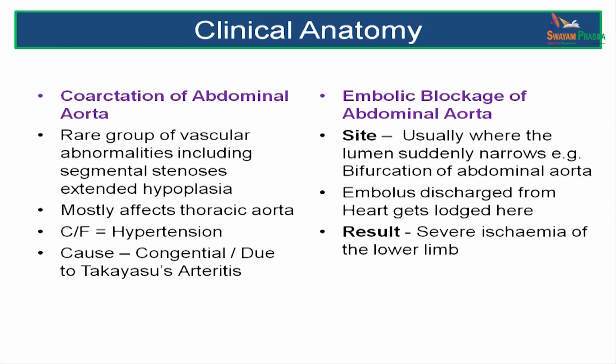Other clinical entities of the abdominal aorta are coarctation. This is relatively rare in the abdominal aorta. It is more common in the thoracic aorta, but it could occur in the abdominal aorta. Coarctation of an aorta is nothing but an abnormal narrowing of the artery, causing an impediment of the blood flow in it.